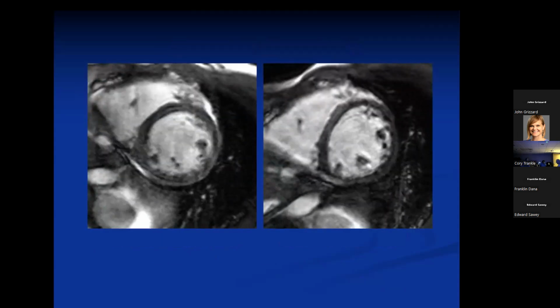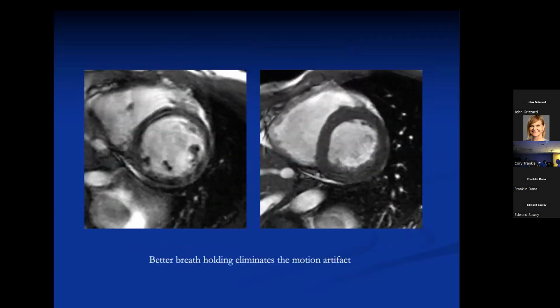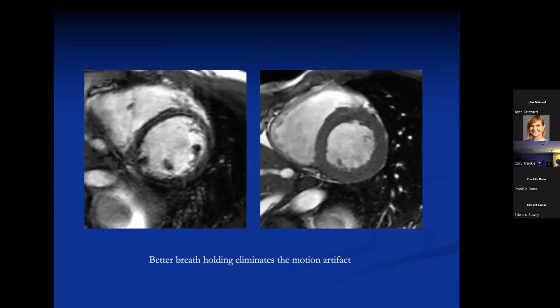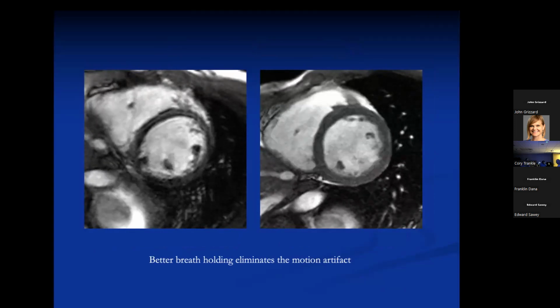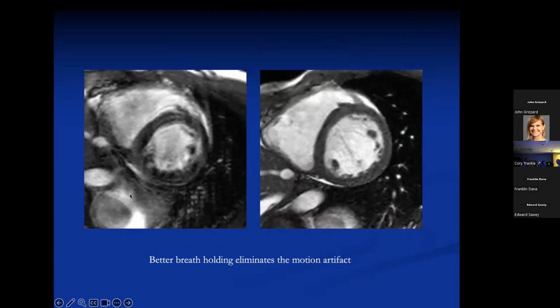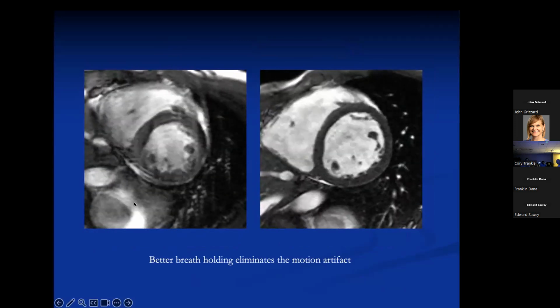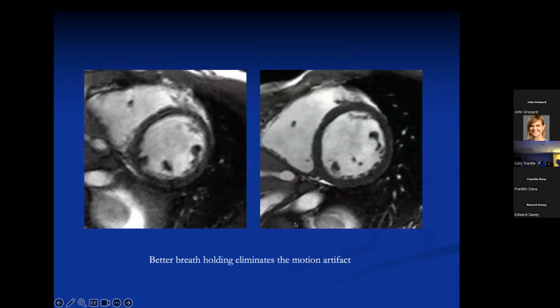So what can go wrong? You notice these images are not quite as pristine as some of those other ones, but if you have them do better breath holding, you can get rid of the motion artifact. How would you know that that was what the problem was and not arrhythmia? Well, look at the diaphragm. In the image on the left, I would argue you can kind of see stuff's moving around. This is not staying stable. Whereas here, everything is pretty much, this diaphragm is not moving.